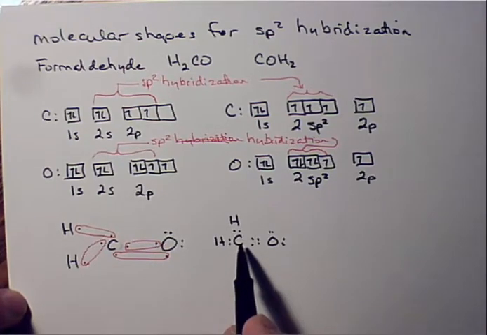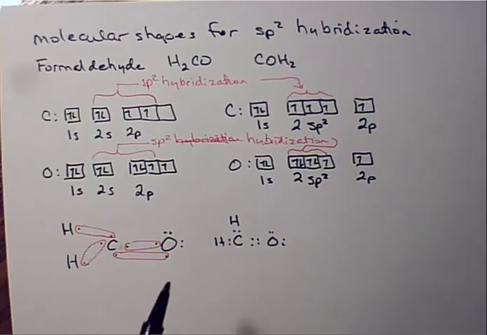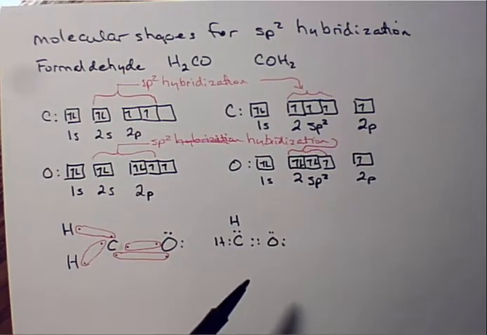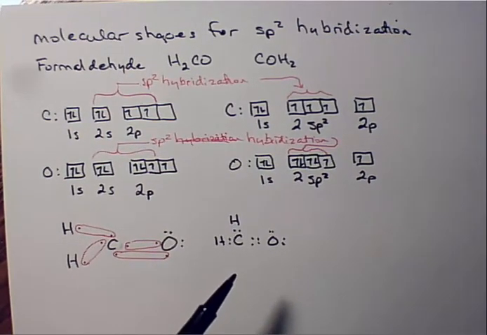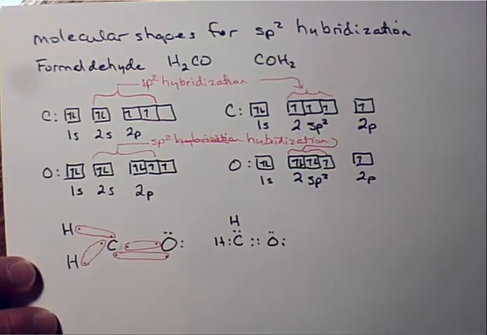So the first thing we need, you always have a sigma bond. If there's a covalent bond between 2 atoms, there has to be a sigma bond, period. Okay, there's always one sigma bond in any covalent bond.